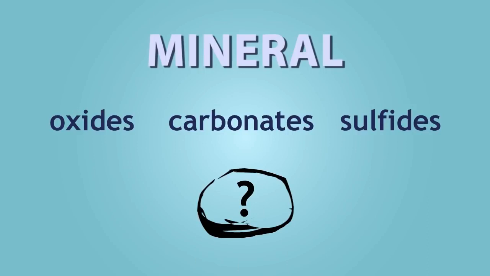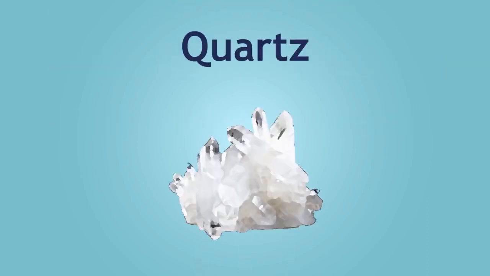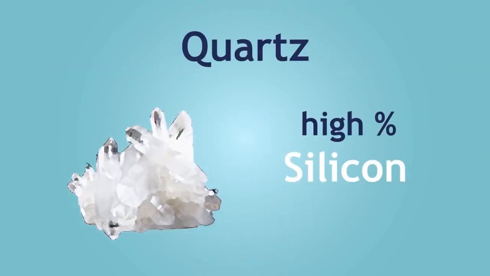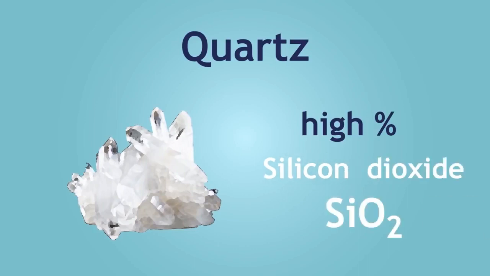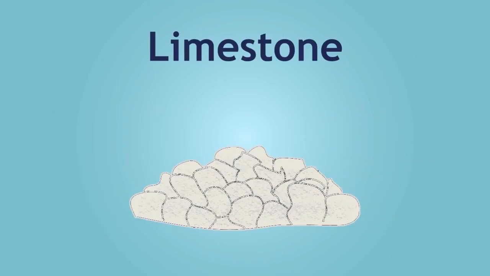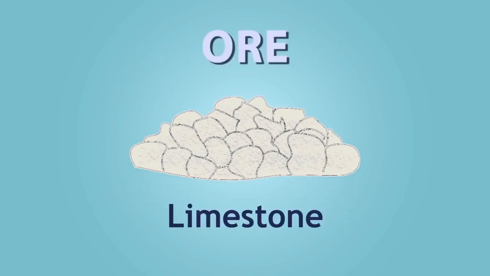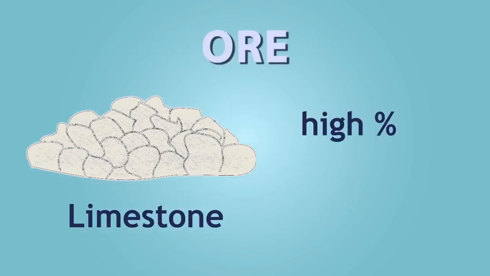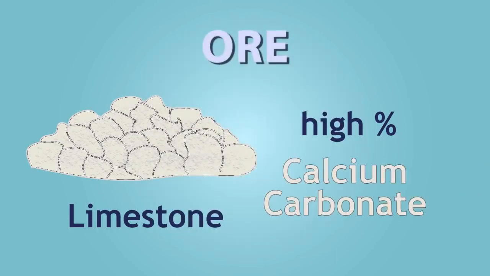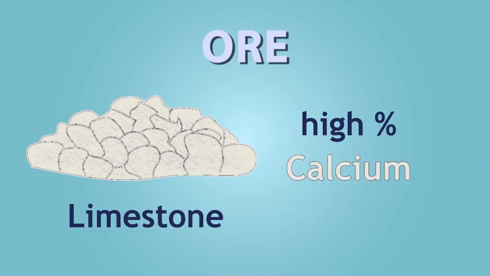Some ores of nonmetals include quartz, which contain a high percentage of silicon in the form of silicon dioxide. Limestone is also an ore. Can you remember what is found in a high percentage in limestone? Pause, think, and continue when ready. The answer is calcium carbonate. Limestone contains a high percentage of calcium, but calcium exists as calcium carbonate.